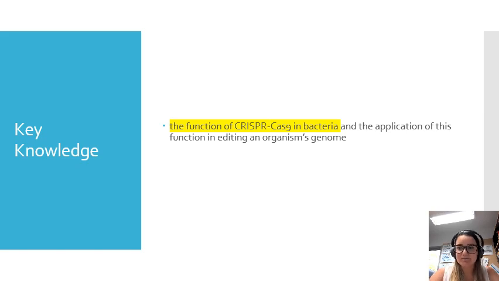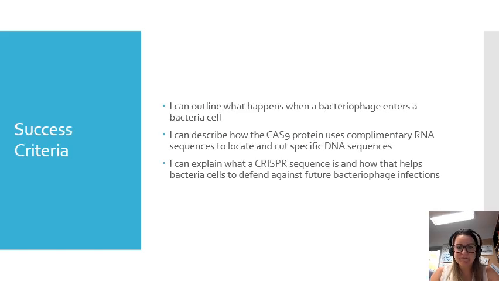which is pretty cool. So you will know if you're successful in this lesson if you can outline what happens when a bacteriophage enters a bacteria cell. You'll also be able to describe how the Cas9 protein uses complementary RNA sequences to locate and cut specific DNA sequences. You'll also be able to explain what a CRISPR sequence is and how that helps bacteria cells to defend against future bacteriophage infections.